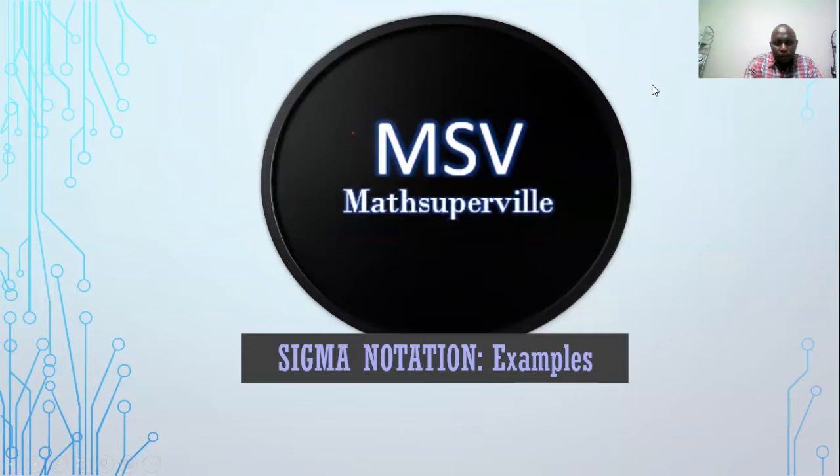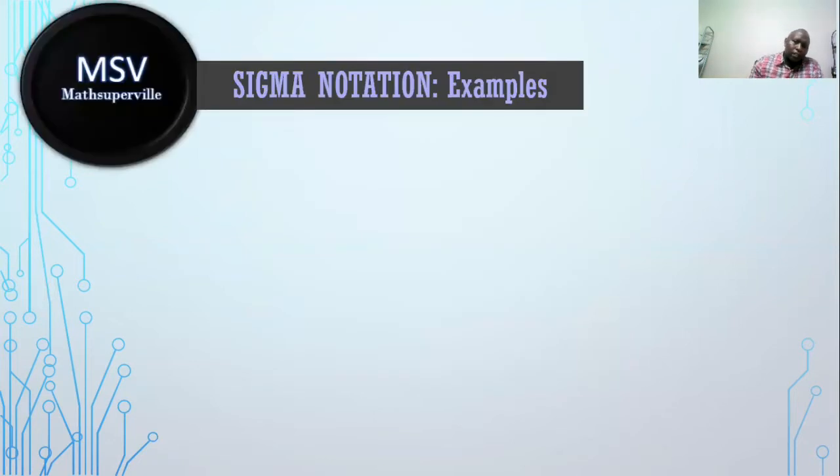In this video, we're going to discuss examples relating to sigma notation. So in the last video, I discussed the concept of sigma notation and gave you the rules that govern sigma notation. I referred to those rules as properties of sigma notation. So let's look at some examples of sigma notation.